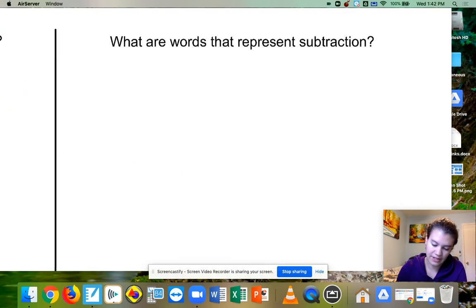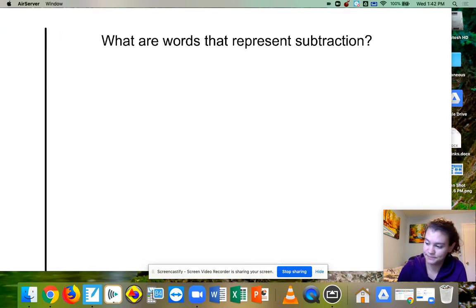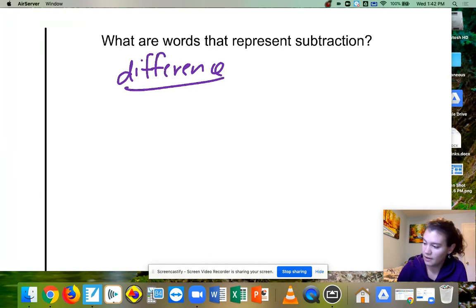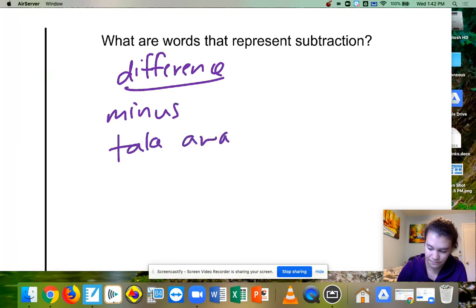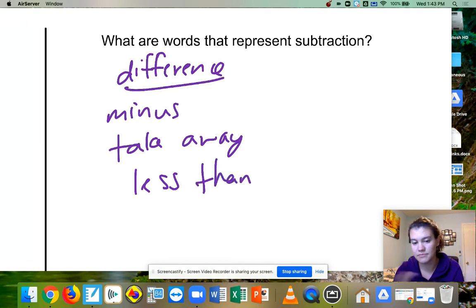Different ones that represent subtraction is difference. And then you also could say minus or take away, or less than. So if I say 6 less than 7, I'm taking away or I'm subtracting 7.